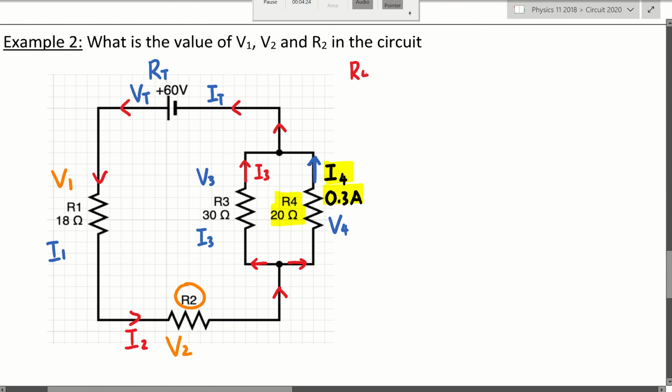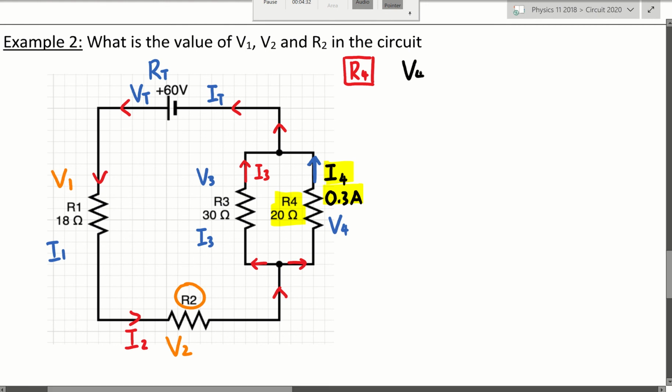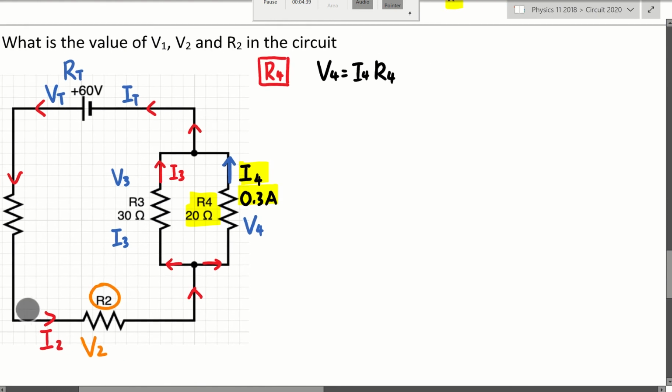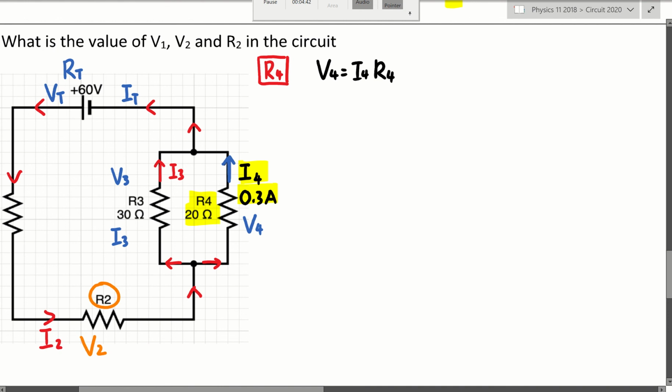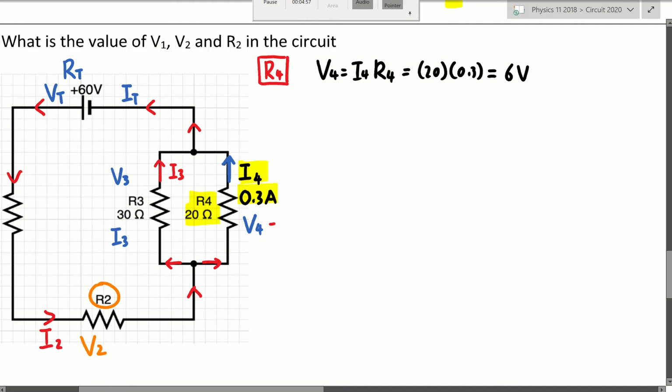Step 1 is to look at R4 and try to find V4 from it. V4 is equal to I4 times R4. In this case, it's 0.3 multiplied by 20, or 20 multiplied by 0.3, which is the same thing, which is 6 volts. So V4 is 6 volts. For anything that we discover or calculate, I'll put it in red.